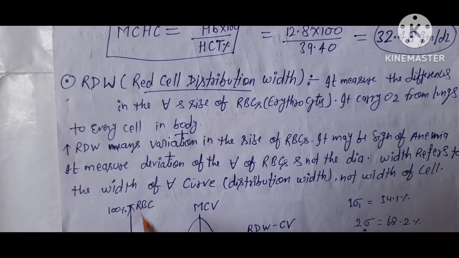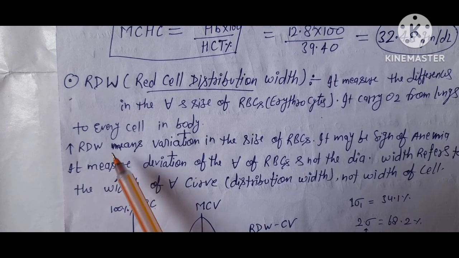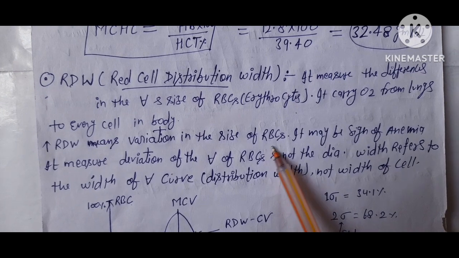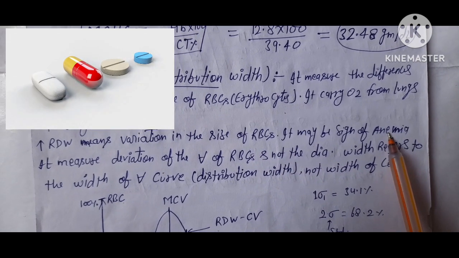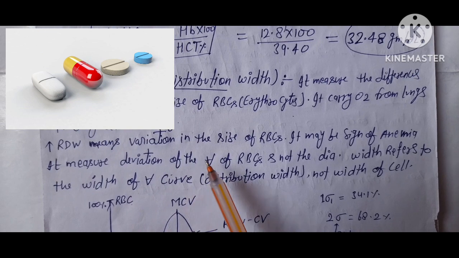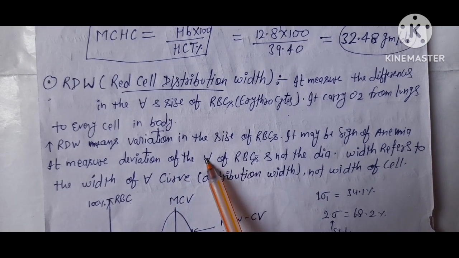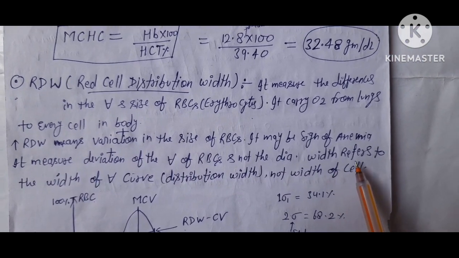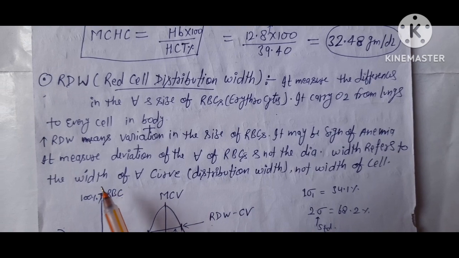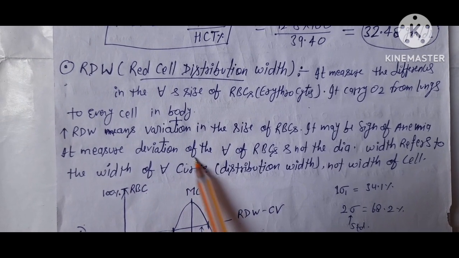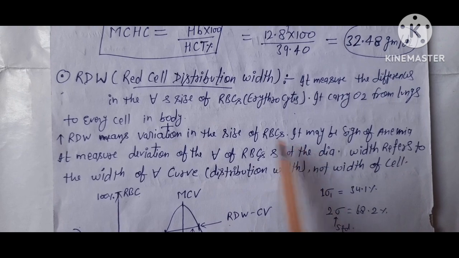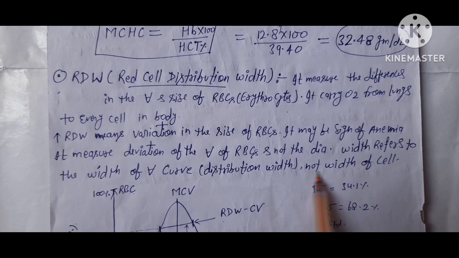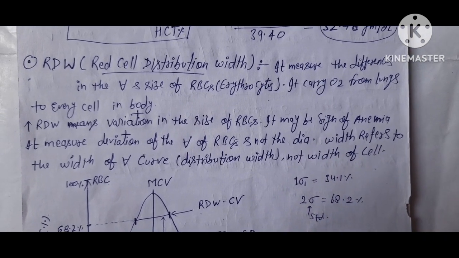Friends, if RDW increases, it shows variation in the size of RBCs. It may be a sign of anemia. It measures the deviation of the volume of RBCs, not the diameter of RBCs. Width refers to the width of the volume curve, that means distribution width. It is not the width of the cell.